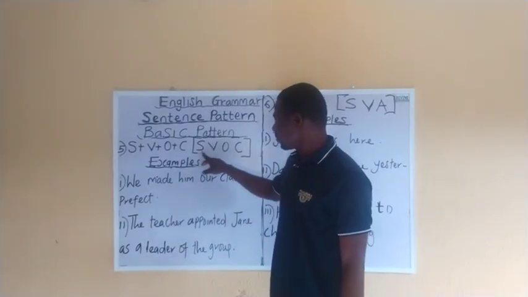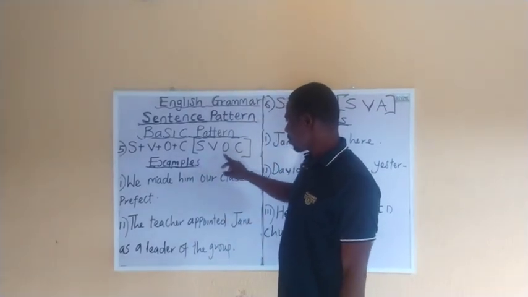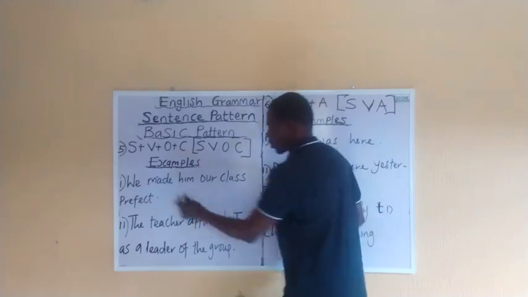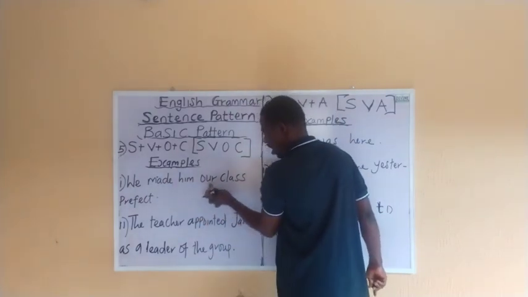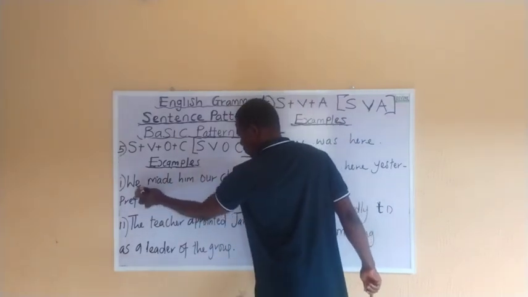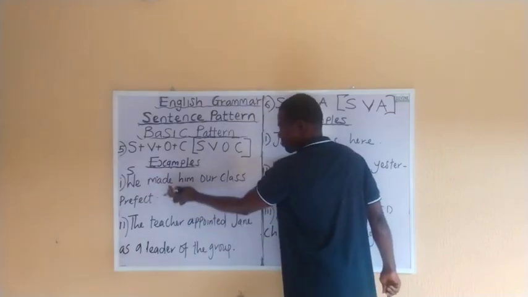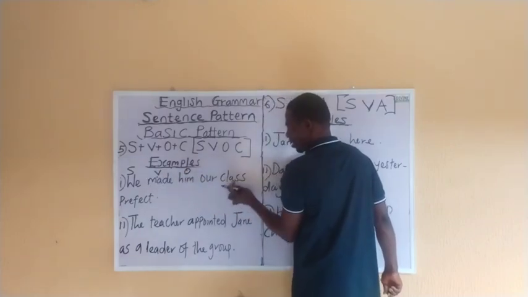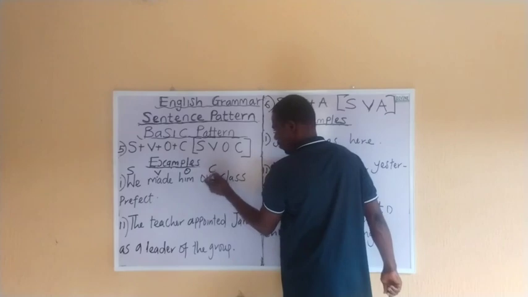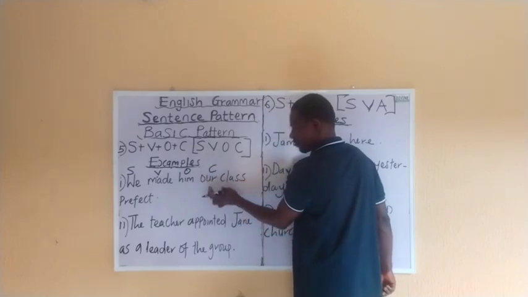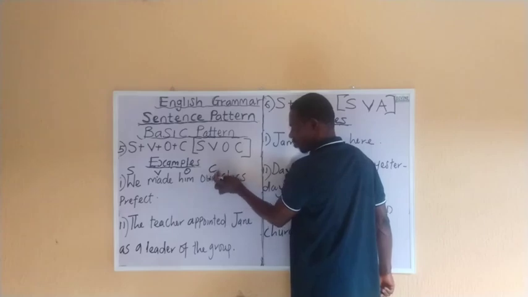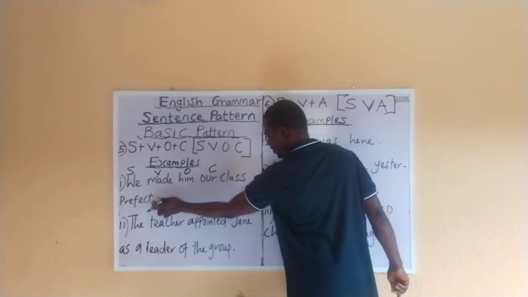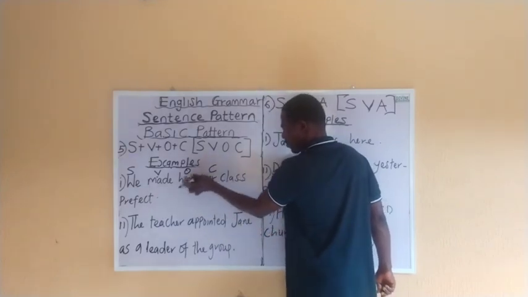Next is subject, verb, object, complement. Let's see examples. We made him our class prefect. We, subject; made, verb; him, object; our class prefect is the complement. This is a case of a noun phrase acting as complement. Okay, fine. Our class prefect refers to him.